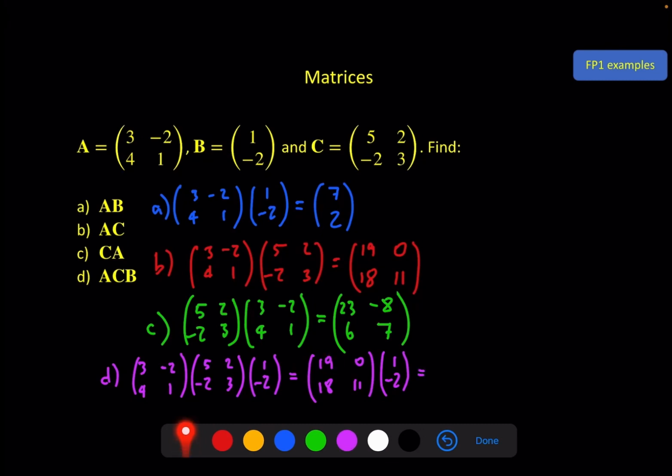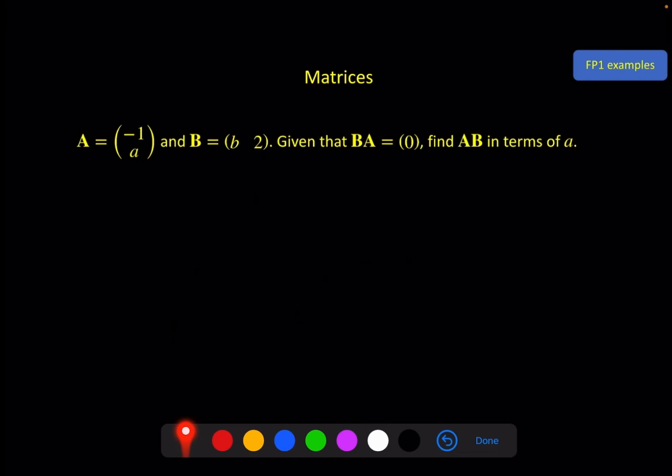So now we've got 19 times 1 plus 0 is 19, and 18 times 1 minus 22, which is minus 4. And to convince yourself that A times C first, then times B, is the same as C times B multiplied by A, so long as A is kept on the left, you could do that yourself and see that you get the same result.